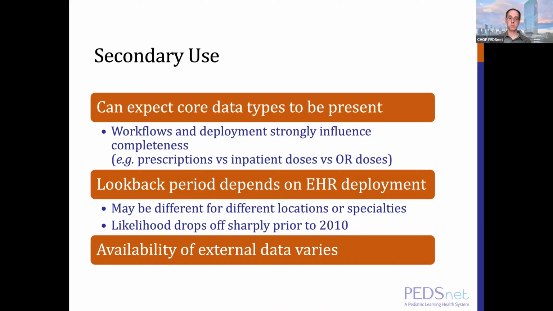Right? We can expect certain core data types to be present. Based on the design of electronic health record systems and based on the kinds of utilization that the Meaningful Use Program drove, we can expect things like scheduling data or prescribing data or laboratory data or diagnosis data to be present and available to operate on.